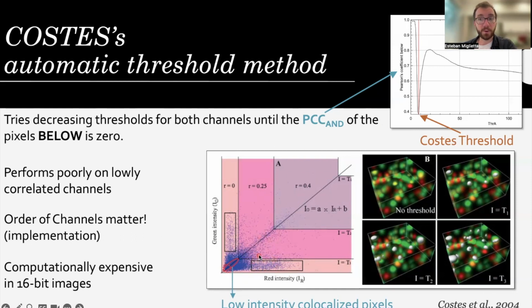Is this perfect for all images? No, of course not. It actually performs rather poorly on images that are very poorly correlated, but it is reproducible. So it's good to try if doing a Costes automatic threshold is good for your particular image. Also, because it iterates through all possible threshold values, it can be computationally expensive, especially with 16-bit images.